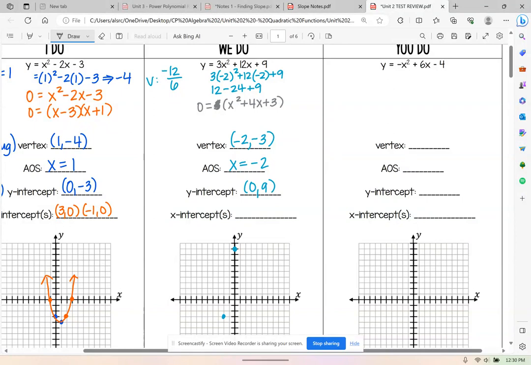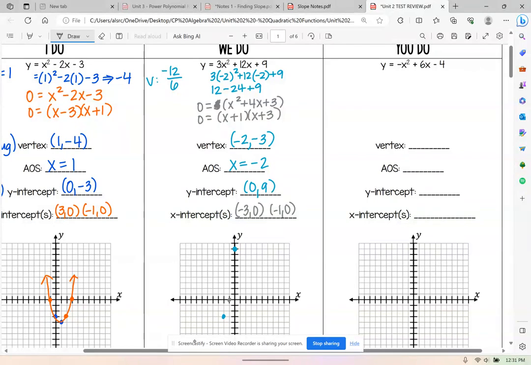Because that 3 is like a multiplication factor, right? Could I have divided by 3 and it goes away? Same thing. What multiplies to 3 that adds to 4? 3 and 1. So x plus 1, x plus 3. Agree or disagree? What's my first x-intercept? Negative 3. Negative 3, 0. And? Negative 1, 0.